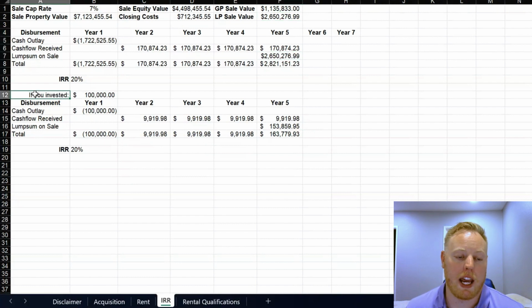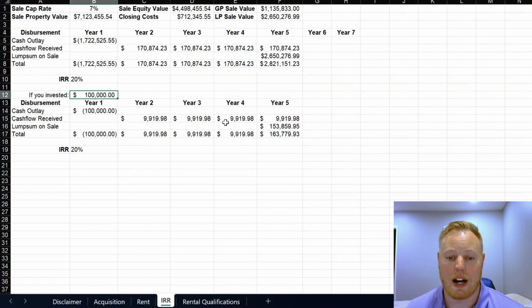Now, this is just a prorated amount based on $100,000 invested. So it's all these numbers, just taking $100,000 divided by the $1.7 million. That gives you a ratio that you can use for all the numbers to figure out what the actual looks like for $100,000 invested.